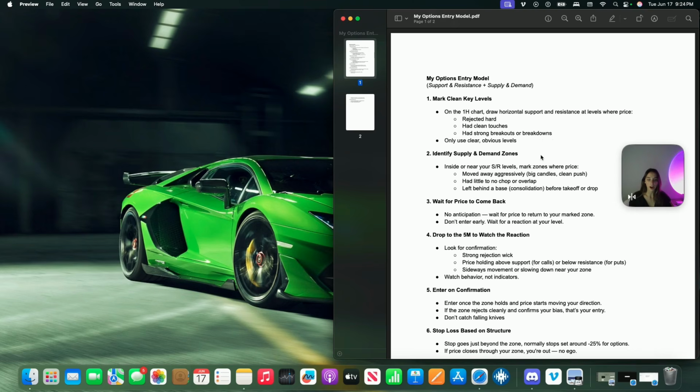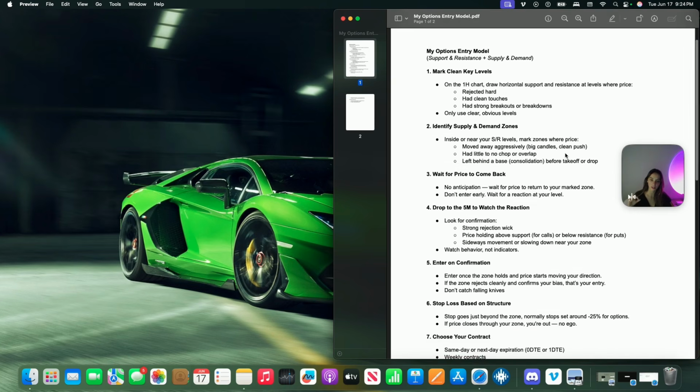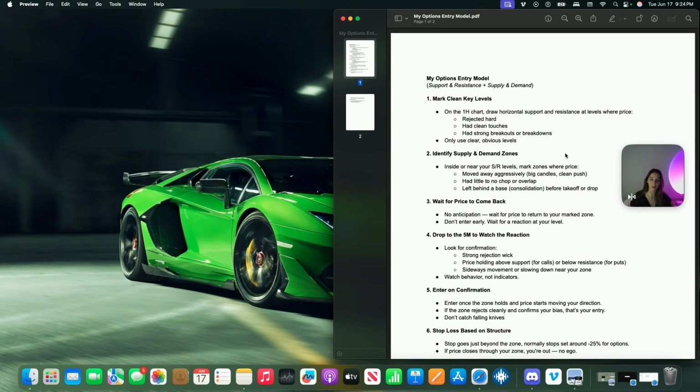Anyways, once we have those all marked out, and you have to mark these out pre-market. If you start marking them out while the market's open, just stop trading for the day. There's no reason to do that. Mark them out pre-market and make sure you have all your levels solidified. You have them there and you know they're actually clean levels.